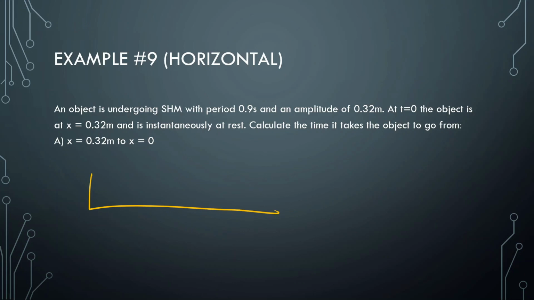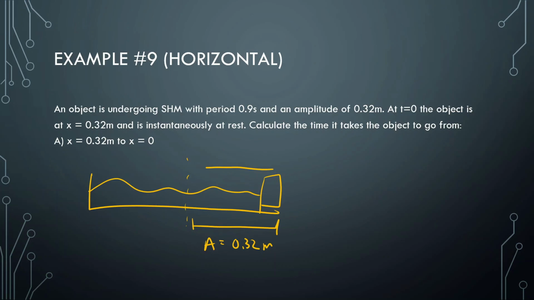Okay, so let's look at this. First off, we know that this is the equilibrium and it's all the way at the amplitude, which has an amplitude of 0.32 meters. We want to know how long it takes this object to go from here to here. Okay, that's position 0, and we want to know how long it takes to go to that time. What we do know is that the period is equal to 0.9 seconds.